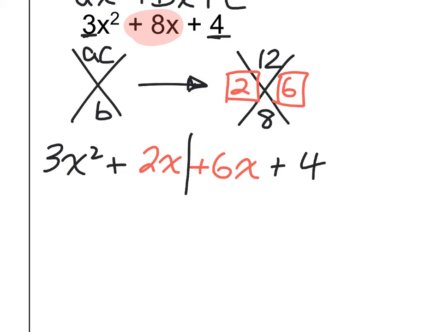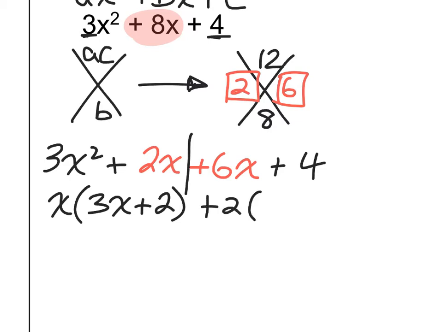So what's my GCF on the left? X, yep. So I pull out an x, I have a 3x plus 2. What do I pull out on the right? A 2, positive 2, so we keep the sign along with it. Exactly, that binomial should be the same.